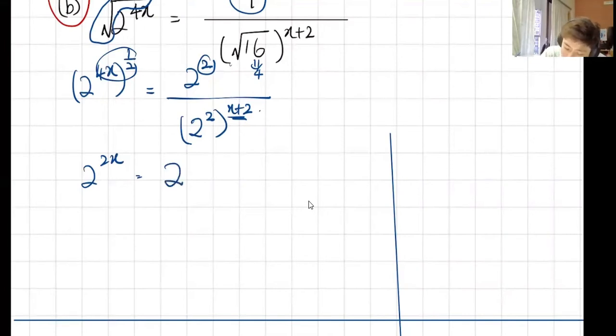Since it's a division and it's the same base, I can minus the power. But you must treat this as power side by side. First, I multiply them. What I get is 2 to the power of 2x plus 4. I multiply these two powers, so I get this power. And since it's a division of the same base 2, I just minus the power.